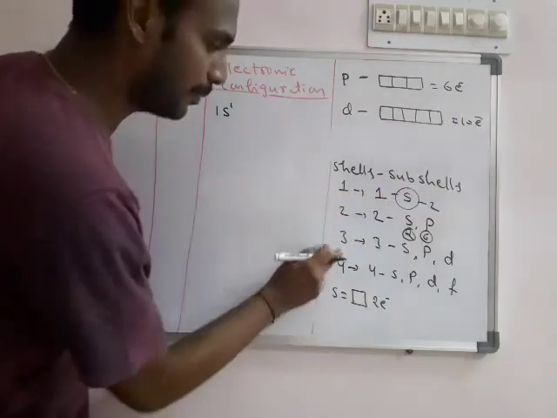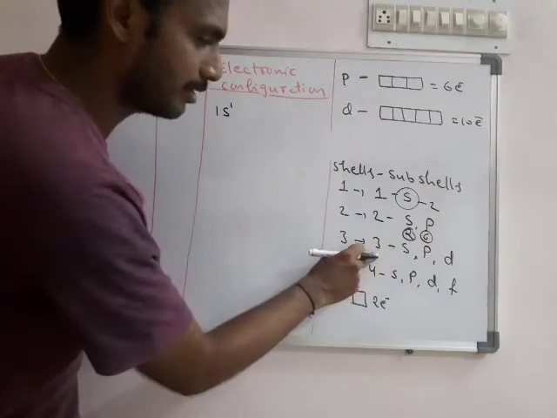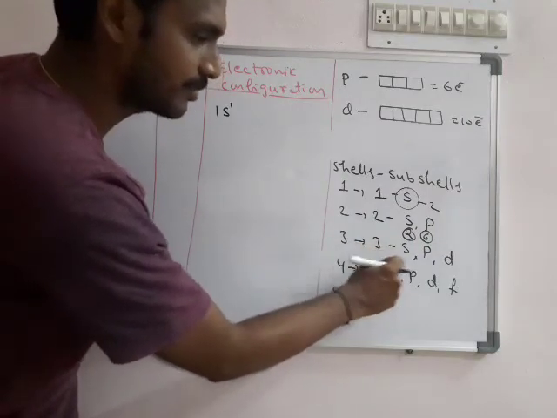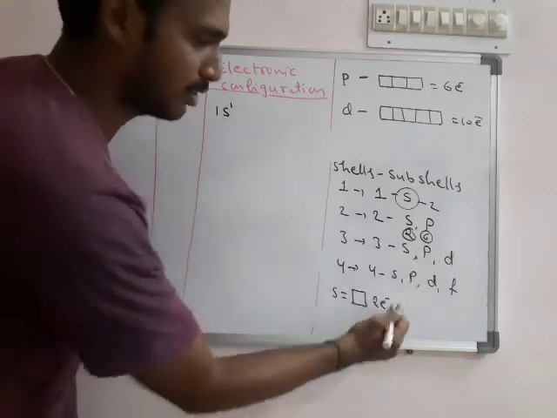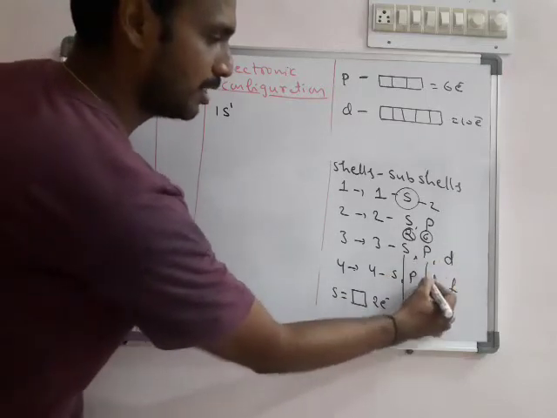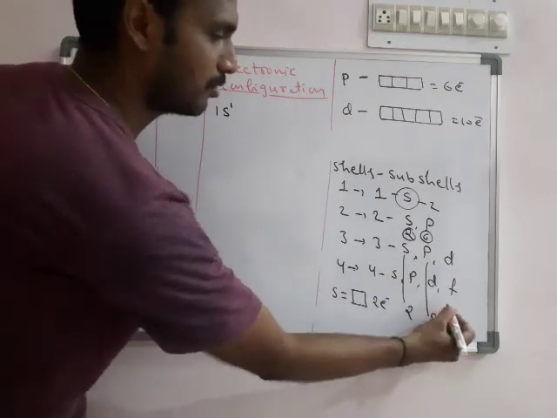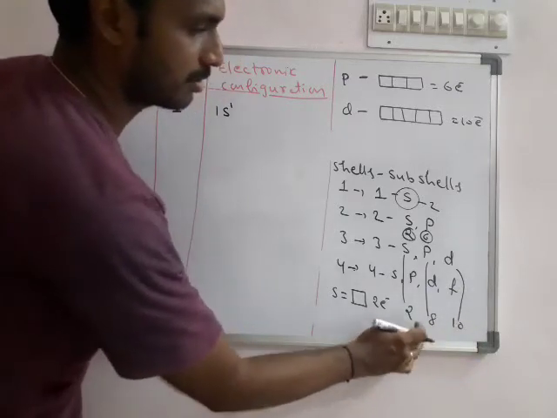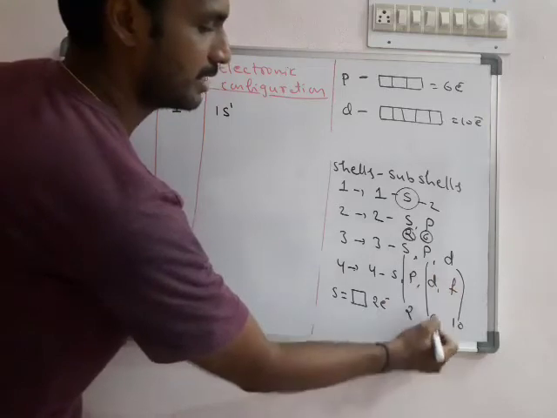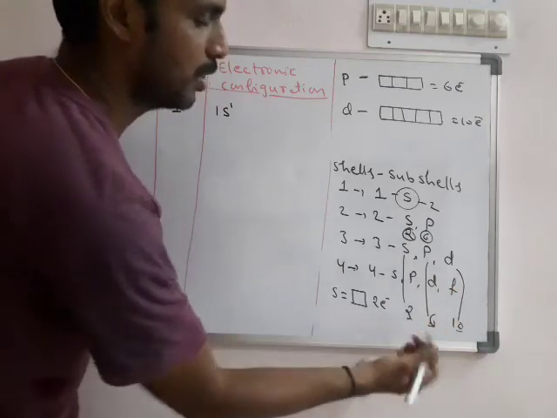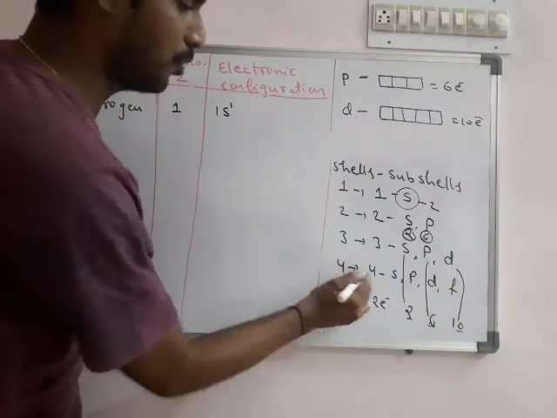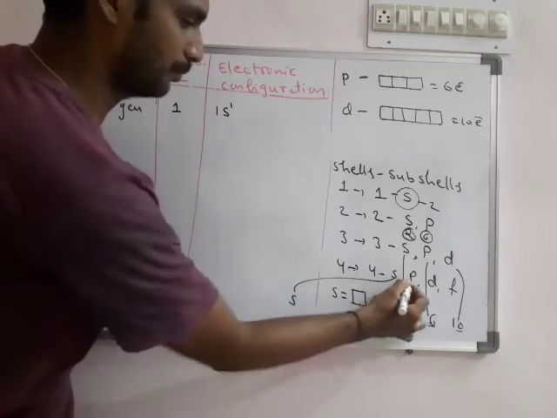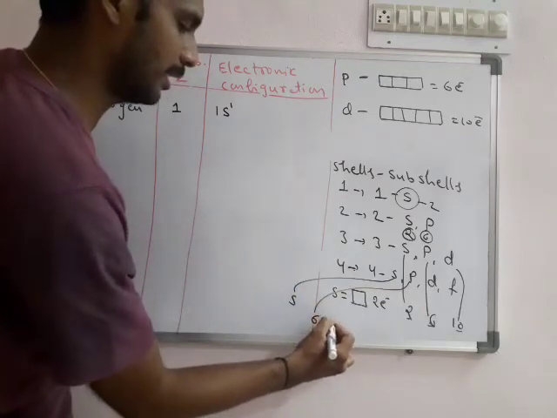10 electrons. Kabatti ippudu third level lo 3 subshells undante S subshell undi, P subshell undi, D subshell undi. S subshell lo 2 electrons, P subshell lo 6 electrons, D subshell lo 10 electrons. Sorry, P subshell lo 6. Total enne, 2 plus 6 plus 10, 18 electrons. Adhe fourth subshell lo S lo 2, P lo 6, D lo 10.